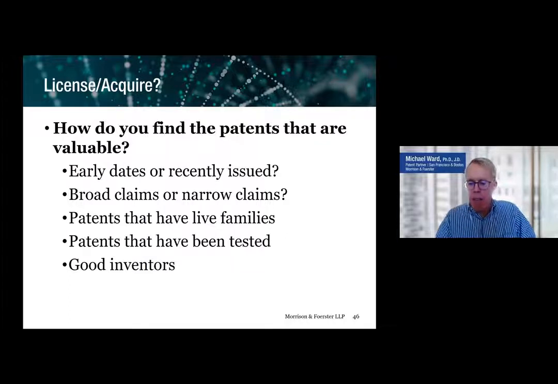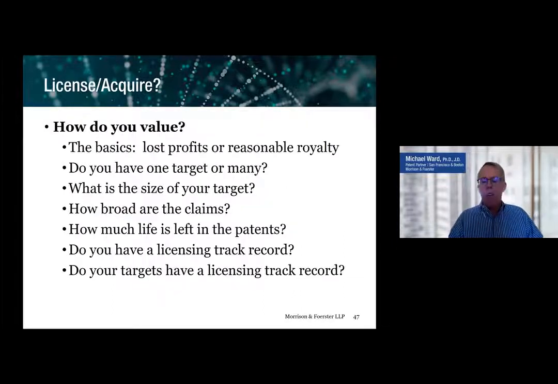Patents that have been tested in a litigation context can be more valuable. If they've already won a litigation on those patents, it may be more valuable. And similarly, if you identify inventors who have had good success with patents, those can be more valuable things to acquire. How do you go about evaluating what it is that you're going to acquire?